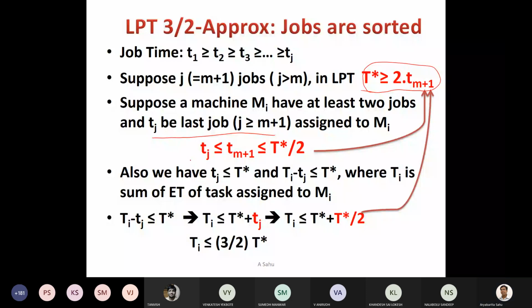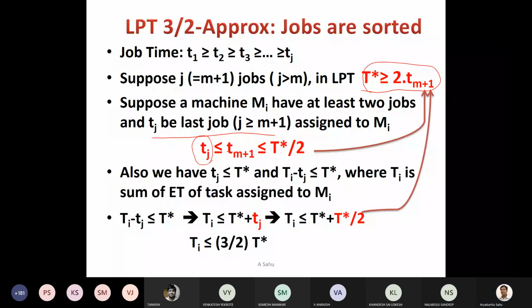So a machine Mi has at least 2 jobs. Can I say Tj is less than or equal to T M plus 1? If you look at this term, J is greater than or equal to M plus 1. Earlier it was 6 tasks, now it is 7 tasks, so Tj will be less than or equal to T M plus 1. And T M plus 1 will be less than or equal to T star by 2, so from this we can get this.